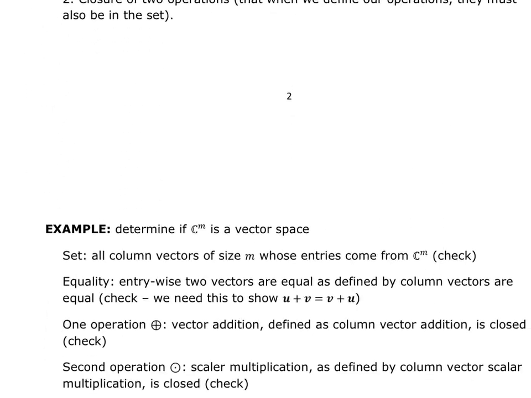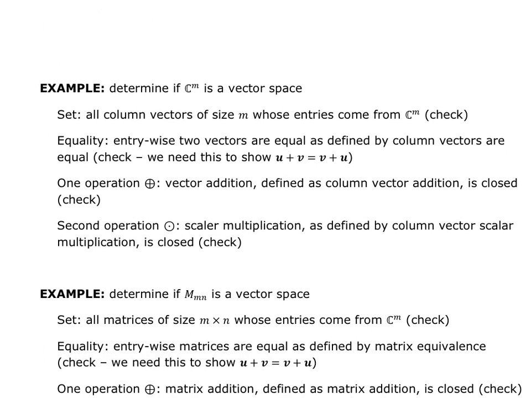Okay? So let's take a look at an example where we're trying to determine if my complex vectors of size m, so in other words has m entries, is a vector space. So first of all, we have the set. It's a set of column vectors of size m whose entries come from the complex numbers. Check. We've got a set.